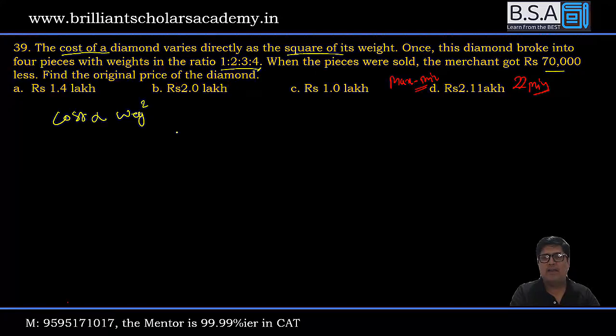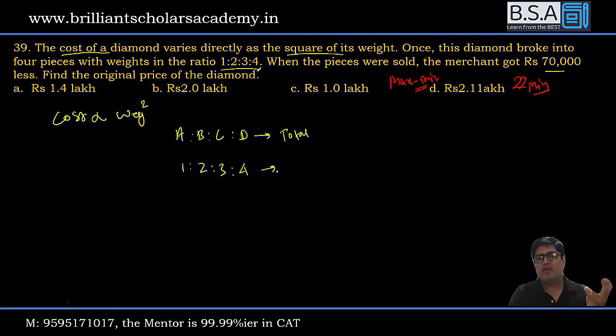So I'm calling them A, B, C, and D. Their weights are 1:2:3:4. After breaking down, can I say before breaking down, the total weight should have been 1 plus 2 plus 3 plus 4, which is 10. Whether it is grams, carats, kilograms, we do not care. This is their weight.